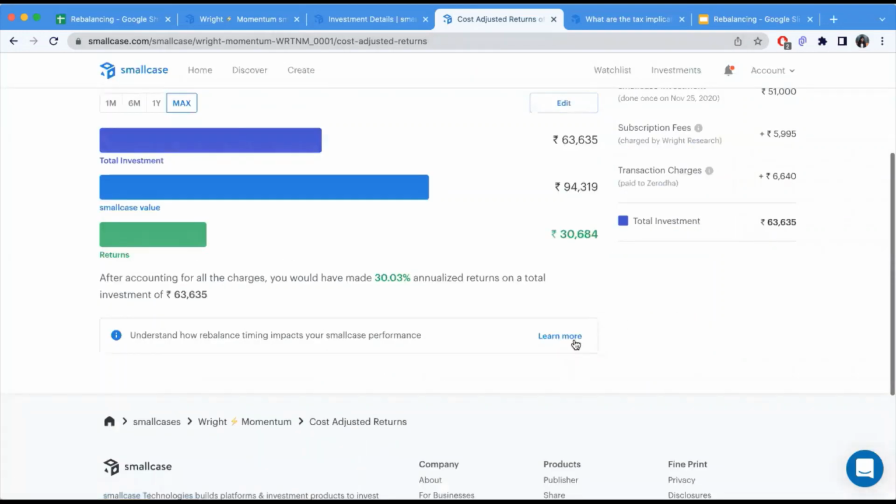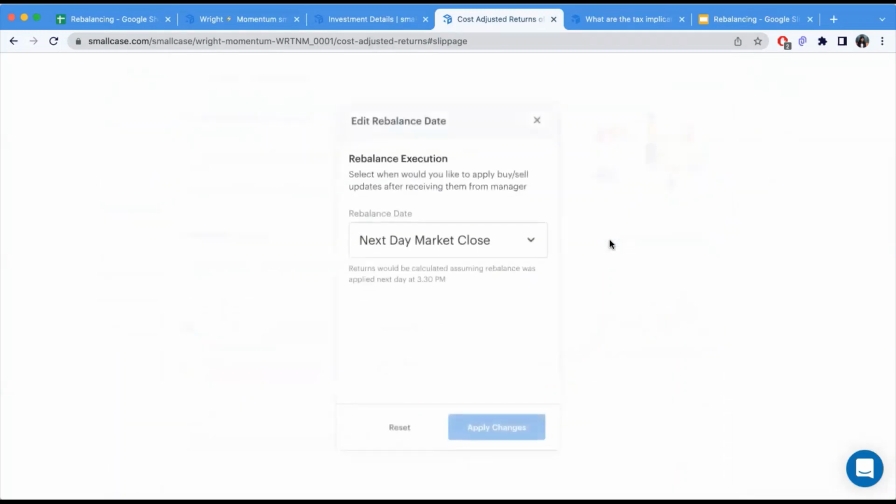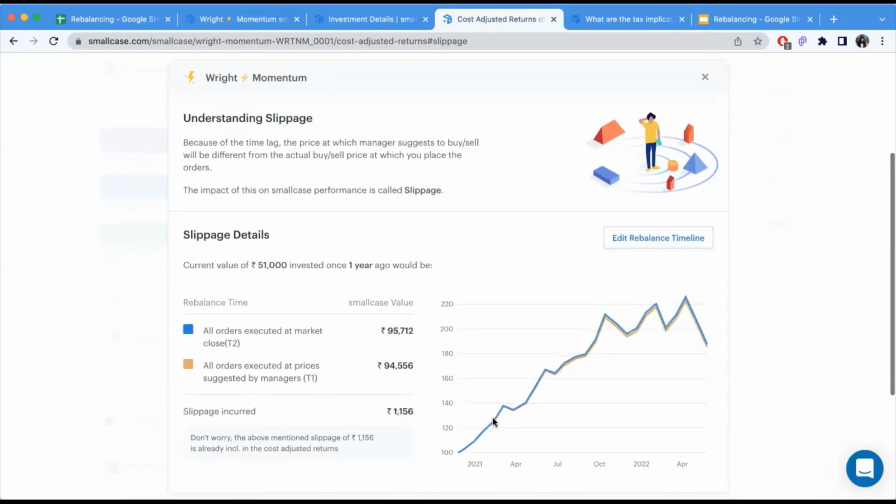There is another option of seeing how your timing impacts the market. You click on this, it will show you that if you had rebalanced on the same day, as suggested by the manager, this is how the performance will be, and you would have incurred 236 rupees as slippage, right? Because there are differences in prices of when you trade and when you actually get the allocation. So you can change it: what happens if I place it on the market close, then the slippage has increased and your performance would have differed.